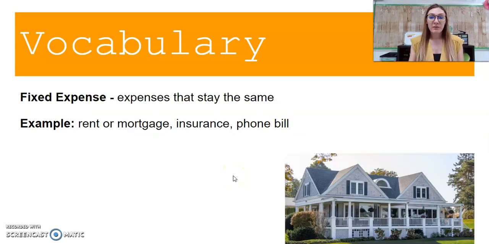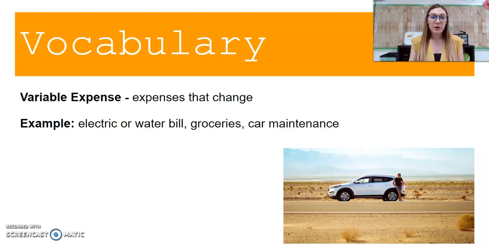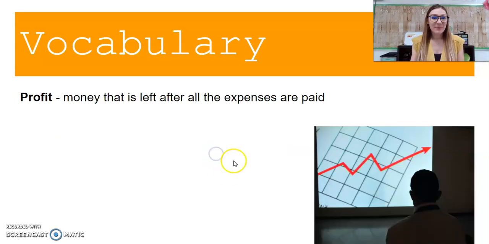A fixed expense are expenses that stay the same. So this is like rent, mortgage, insurance, phone bills. Every month they cost the same amount. A variable expense are expenses that change. This could be your electric or water bill, groceries. Let's say your car breaks down because it's really old, right? And you need to do maintenance on it. Profit, this is the money that is left after all of your expenses are paid.